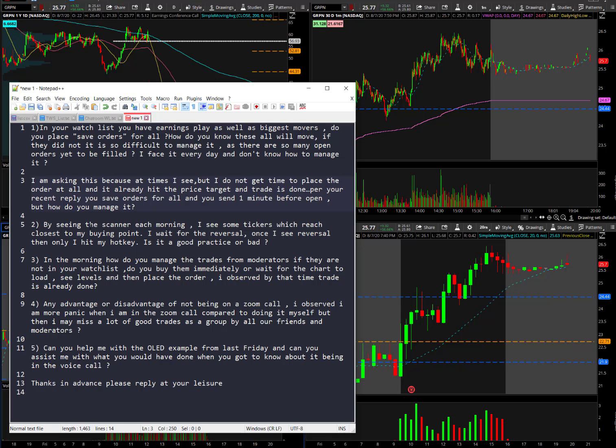By seeing the scanner each morning, I see some tickers which reach closest to my buying point. I wait for the reversal. Once I see the reversal, then only I hit my hotkey. Is it a good practice or bad?